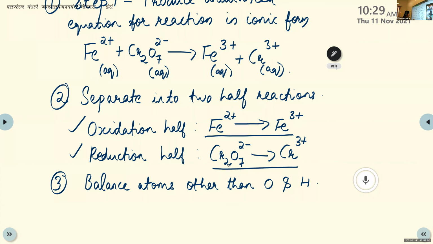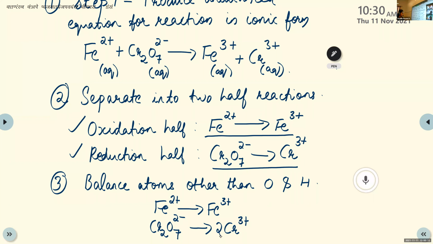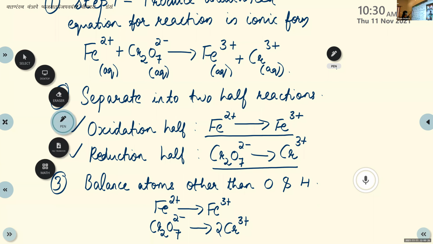So we can rewrite these two equations. Fe2+ to Fe3+, no change because it's already balanced. Then the second one, Cr2O7 2- gives Cr3+. To balance this one, we will add 2 here, so 2 Cr3+. This is the third step. Fe2+ is converted to Fe3+, and Cr2O7 2- will give 2 Cr3+. Now this equation is balanced.